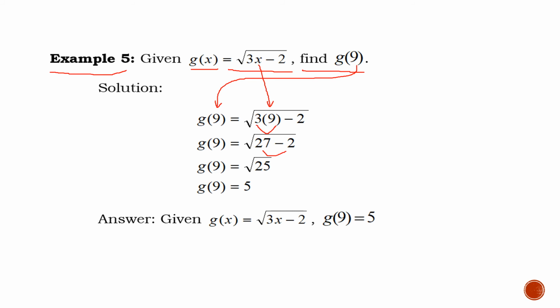Since 25 is a perfect square, once we take the square root of 25, that will be equal to 5. Now g of 9 is equal to positive 5. So this will be your final answer for example number 5.